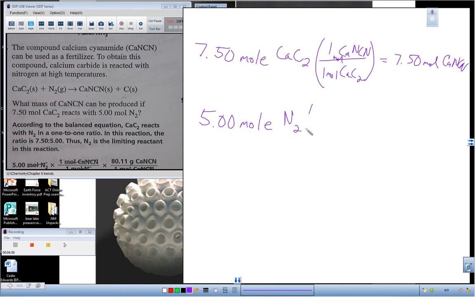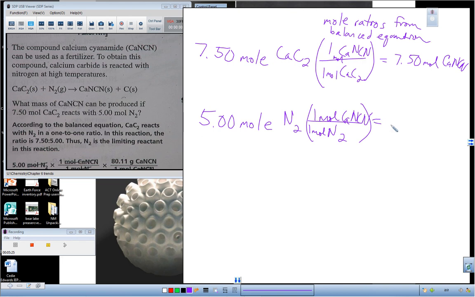of the nitrogen, using that mole-to-mole ratio between the nitrogen, which happens to be 1 mole, and the product, which is also 1 mole. Where am I getting this 1 mole from? Where do I always get my mole ratios from? From the balanced equation. And that would tell me I'd have 5 moles of product.